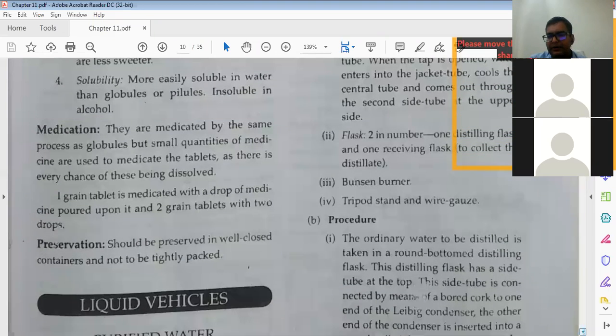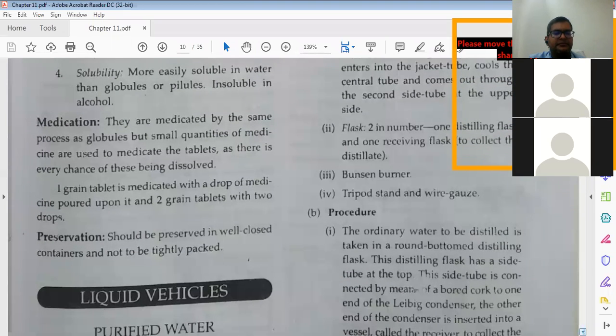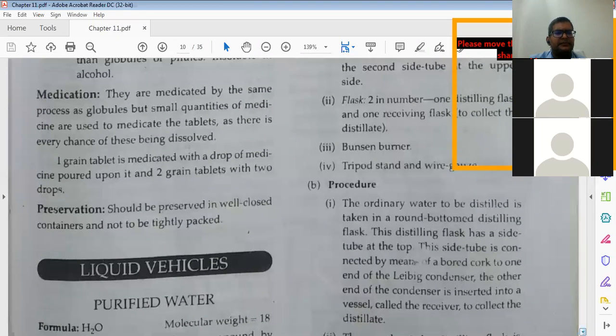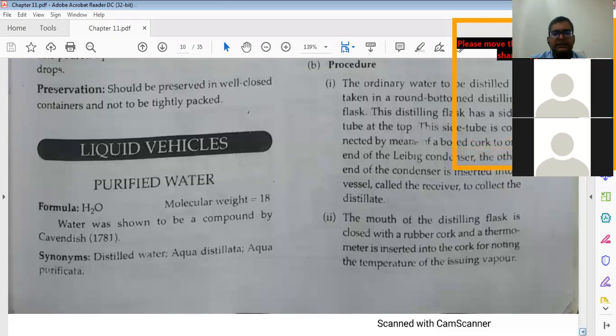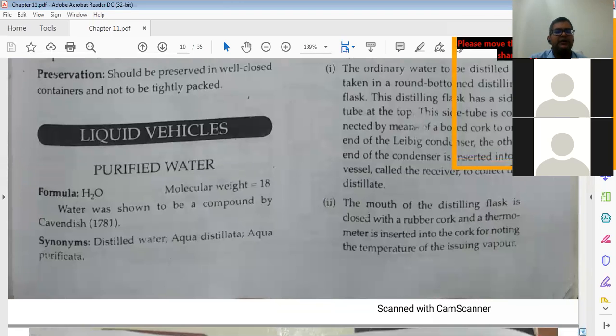Now we have the second part, which is related to liquid vehicles. There are many examples of liquid vehicles, like purified water and alcohol. Alcohol may be of different types: absolute alcohol, rectified spirit, dilute alcohol, and dispensing alcohol. All these are used to make homeopathic medicines.